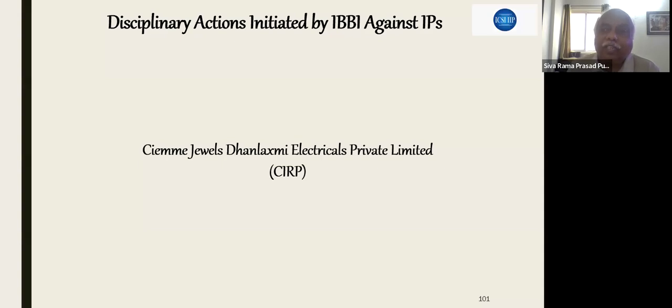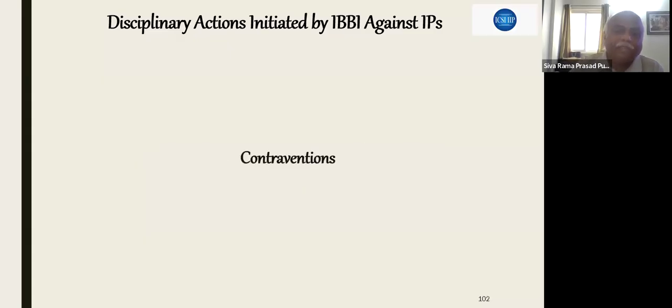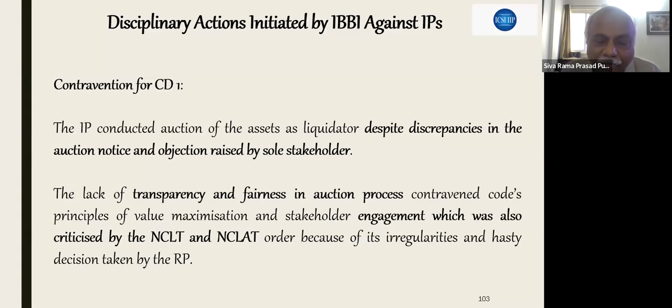Simi Jewels, Dhanalakshmi Electricals Private Limited, CIR. What are the contraventions? Contravention 1, CD1. The IP conducted the auction of the assets of the liquidator despite the discrepancies in the auction notice and the objection raised by the sole stakeholder. This lack of transparency and fairness in the auction process contravened the code's principles of value maximization.